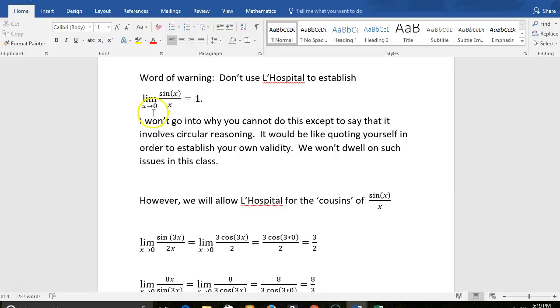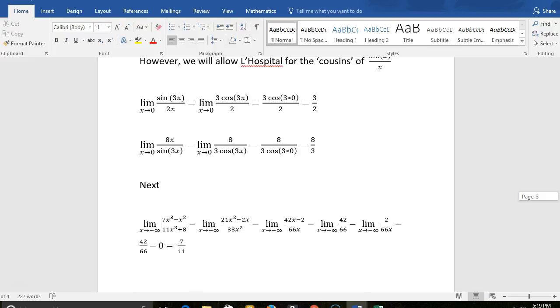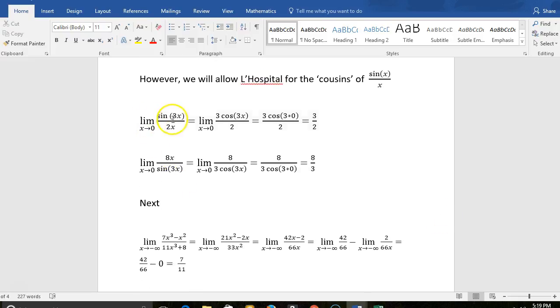And here's a word of warning. Don't use L'Hopital to establish that the limit of sinc equals 1. It's circular reasoning. I'm not going to go into all the reasons why. You can use it on the first cousins of sine x over x, though. Just don't use it on sine x over x himself. It's bad form. But you can do it on variations, like the limit as x goes to 0 of sine 3x over 2x. It's fine. Go ahead. Have a field day.